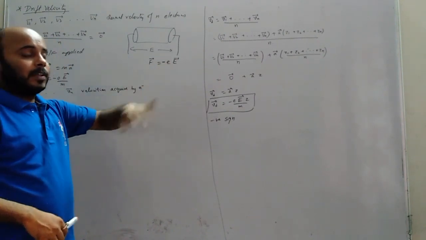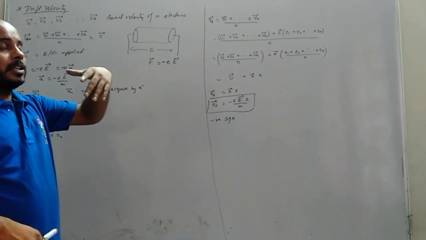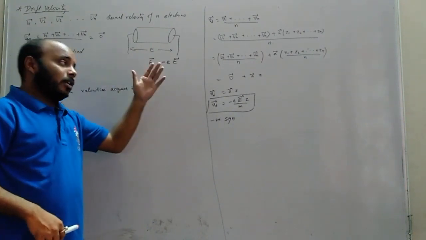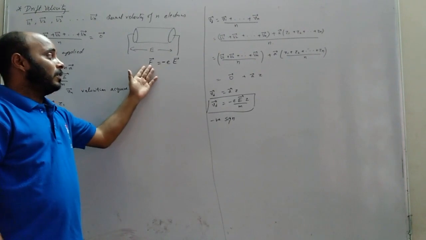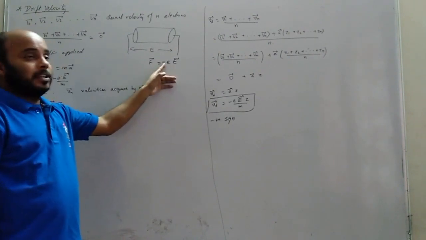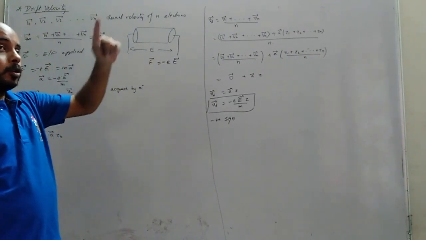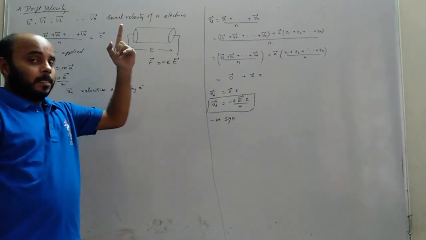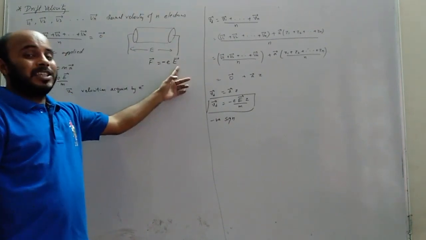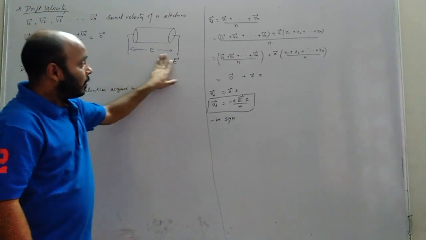Okay, and when you go to the next chapter, magnetic effect of current, there also you will understand. Okay, whenever I deal with vectors, we put the charge sign here. I'm not talking about Coulomb's law. I'm not talking about the electric field expression. I'm talking about only this expression, F equals e E, where we have to put a minus sign here.